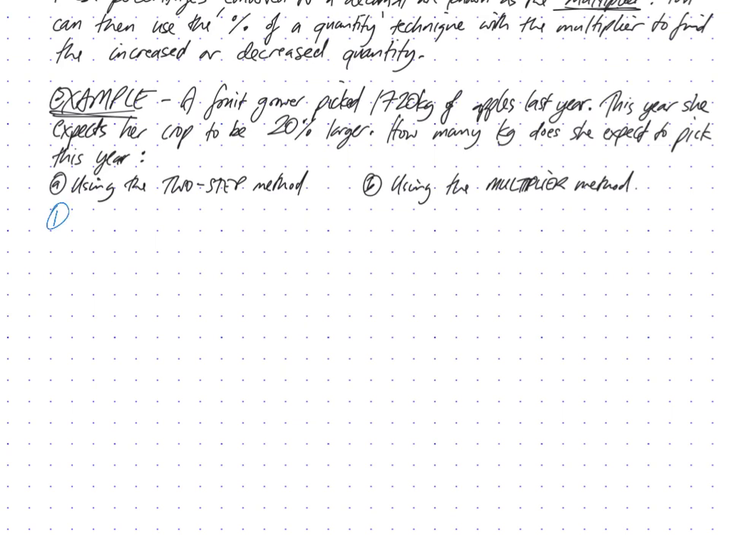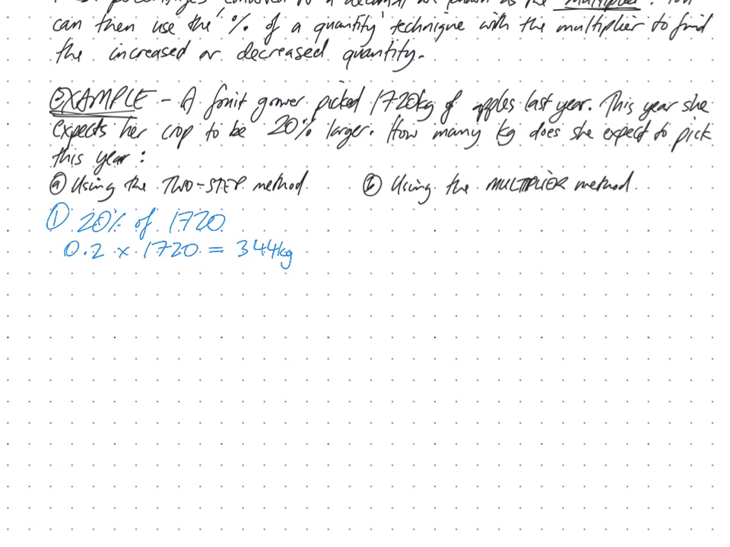find the percentage quantity. So it's going to be 20% larger, so I need 20% of 1720. 20% as a decimal is 0.2. I want to find 20% of 1720, so 0.2 lots of 1720. 0.2 times 1720 is going to be 344 kilograms. So what that's told us is that 20% of 1720 is 344.